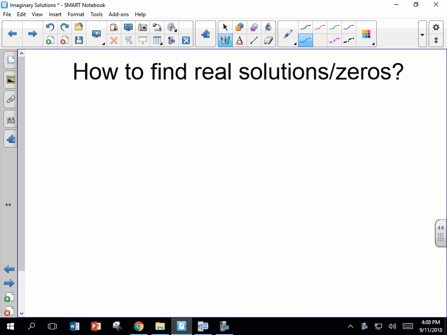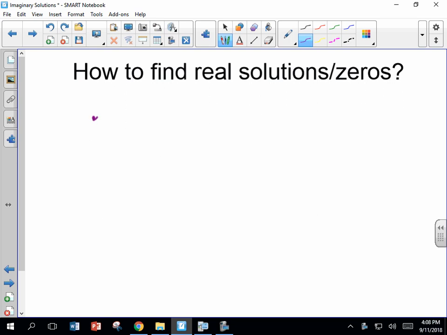So we talked previously about finding the real solutions to a function. We're going to review that before we get into what we're going to do today, which is to talk about how to find all solutions. And when we talk about all solutions, we talk about real and imaginary.